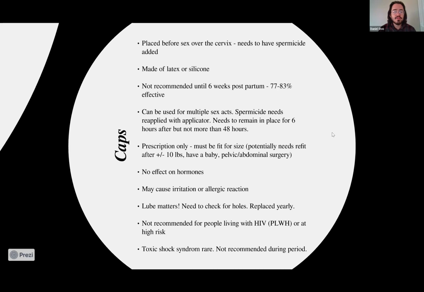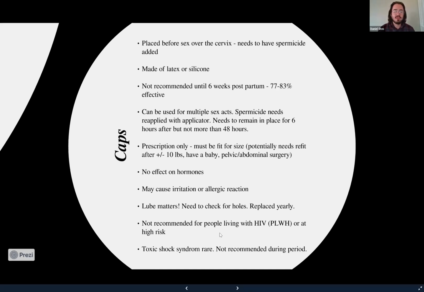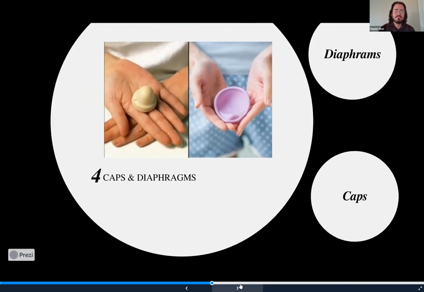There are no effects on hormones. They may cause irritation, allergic reaction due to the spermicide. Again, lube matters with these, and generally caps are replaced yearly. So checking for holes as well, especially with any oil-based lube, and same considerations as before with the diaphragm.